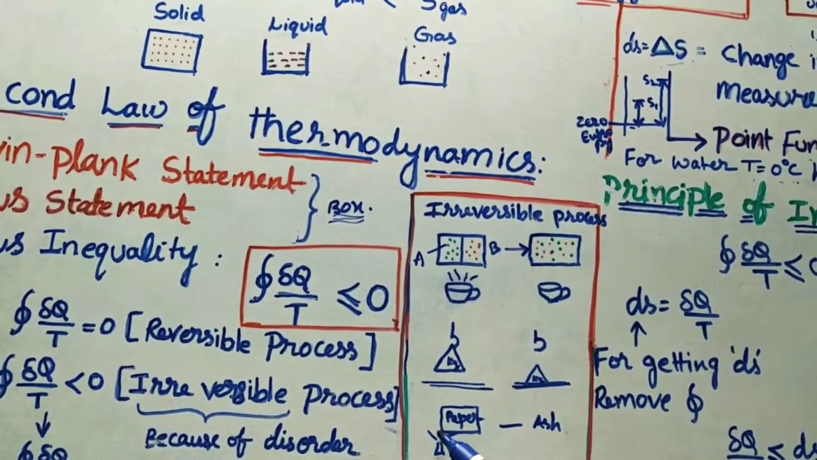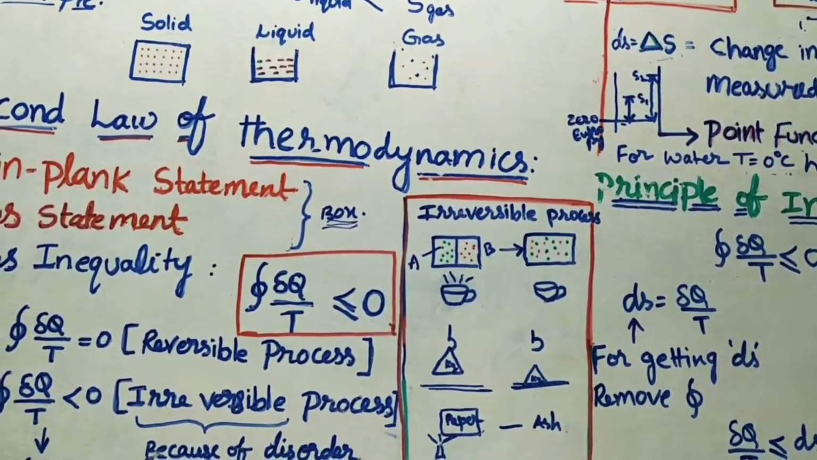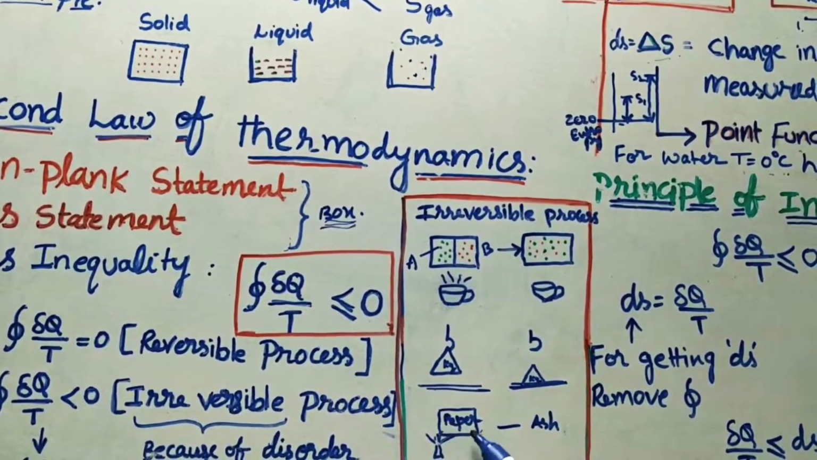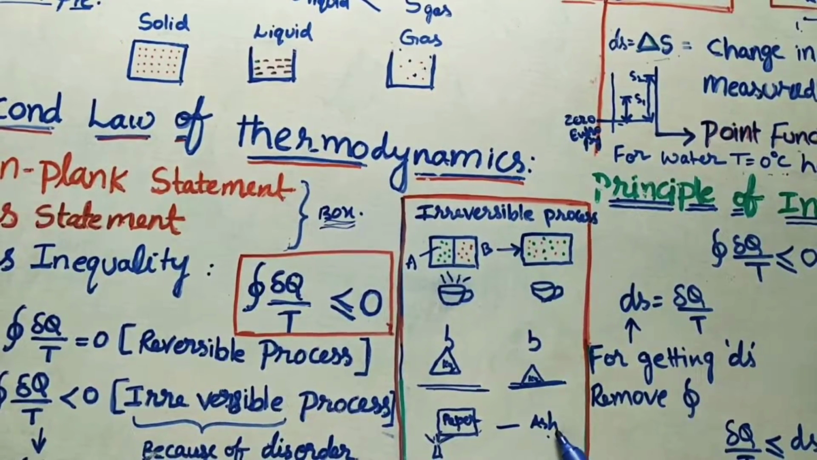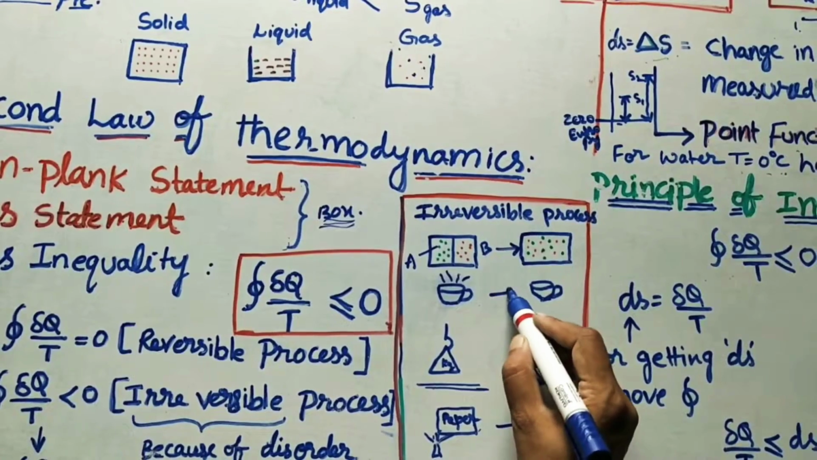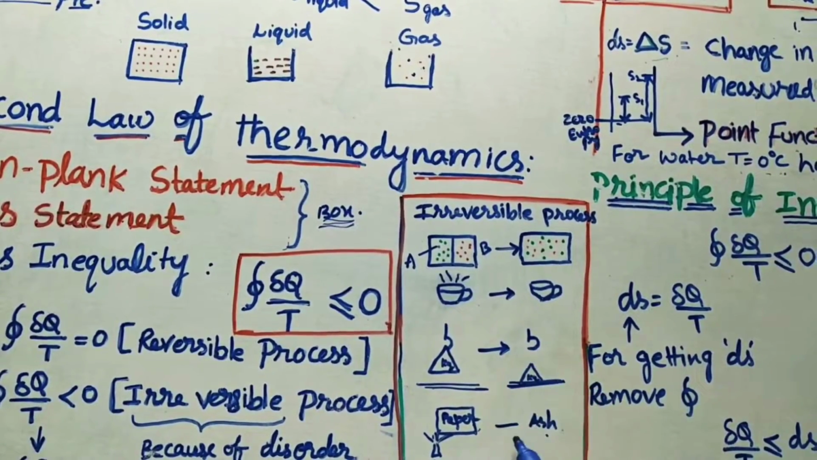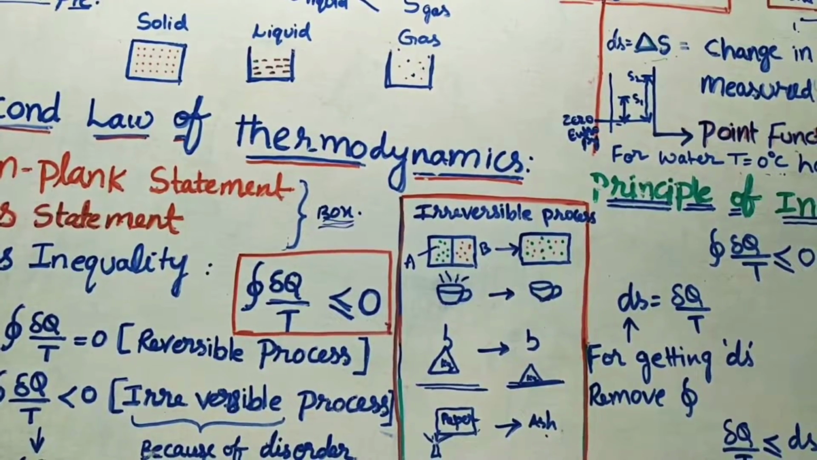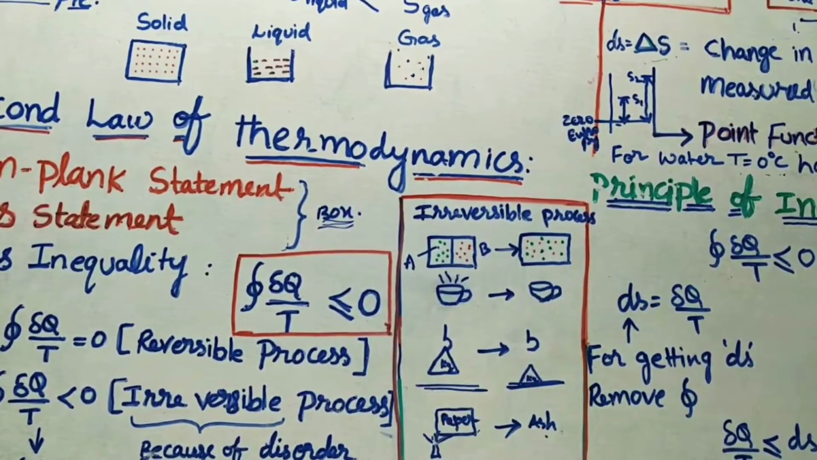Now in the next example, I am taking one paper. We are burning this paper. It becomes ash. It is also a spontaneous process. All these processes are spontaneous processes. Okay, these are examples of spontaneous processes.